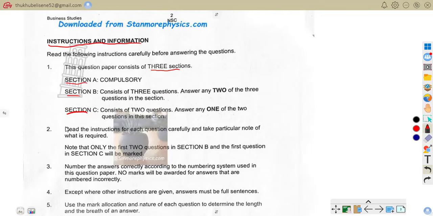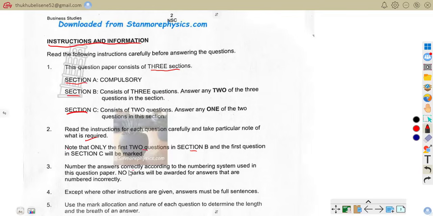Instruction number 2 says, read the instruction for each question carefully and take particular note of what is required. Very important. Note that only the first 2 questions in section B and the first question in section C will be marked. So it is very important that you answer only 2 questions in section B and 1 question in section C. While we know section A is compulsory, you answer all of it. Let us come to instruction number 3.